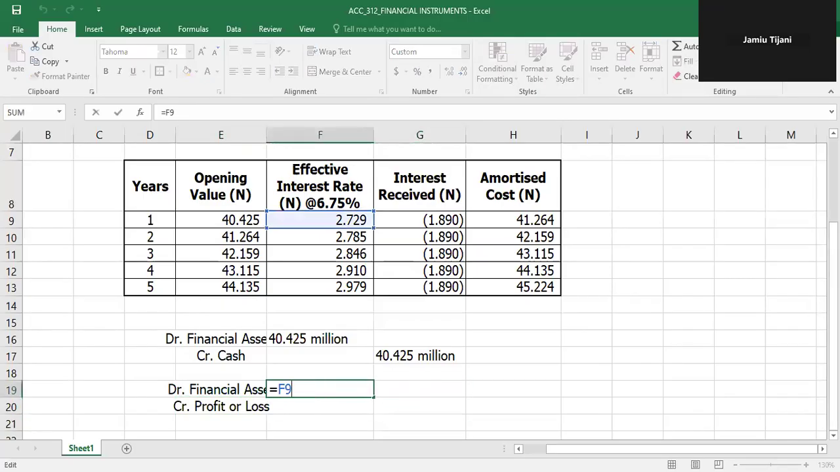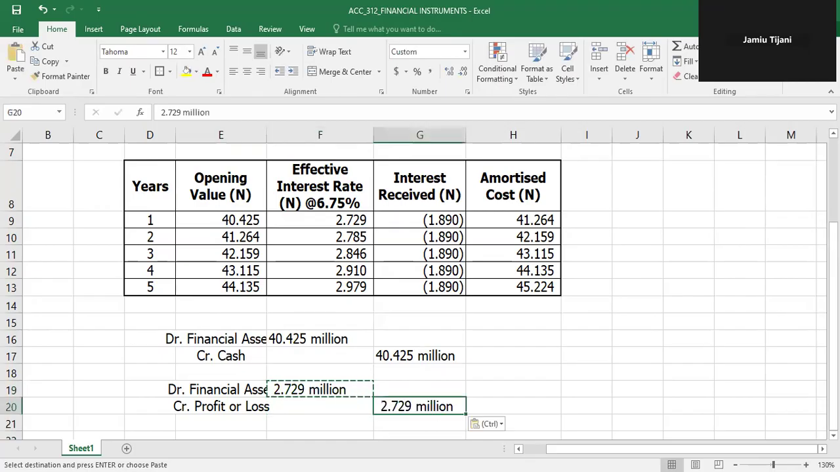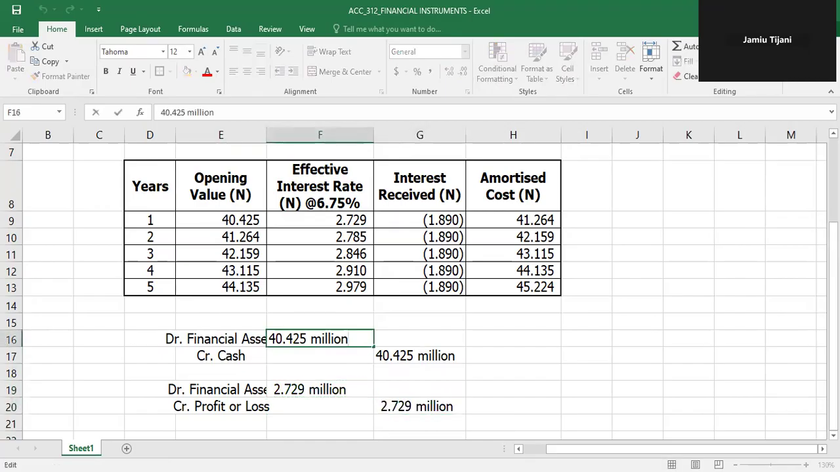And so you will see me here. Of course, all the figures are in millions. Don't make that mistake. Don't worry. Let me just come here and say 2.729 million. And of course, I'm going to come here and put the same thing here. Let's not forget our currency. All the figures are in Naira.